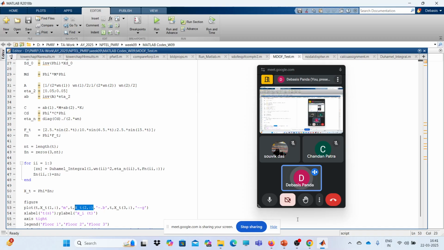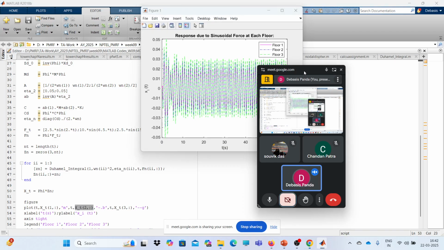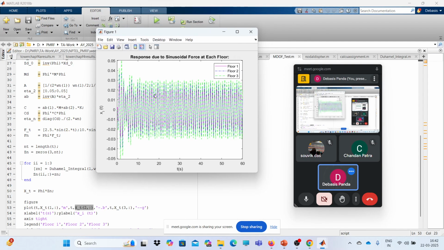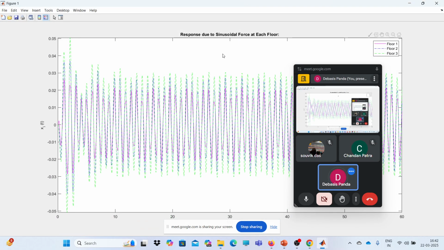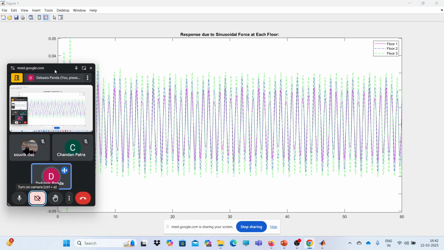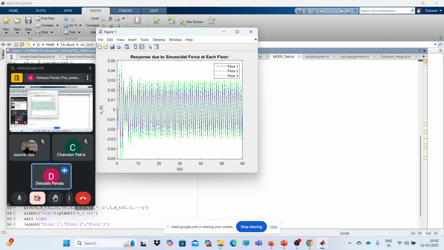Now let's run the code and see whether what we have used gives us the results or not. Yeah, now we can see it has solved and given us the results. So the first floor has the minimum deflection values, and for the third floor we have higher deflection values, obviously. It also follows the sinusoidal nature, but it has different frequencies particular to different nodes. That's why we have mixed frequencies over the responses.